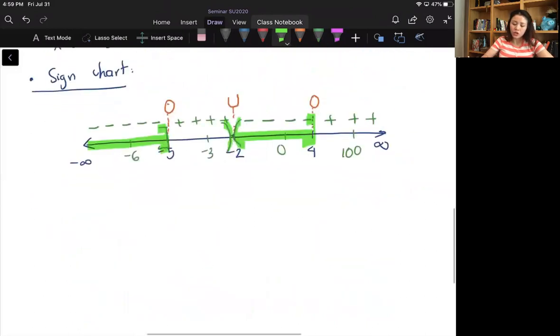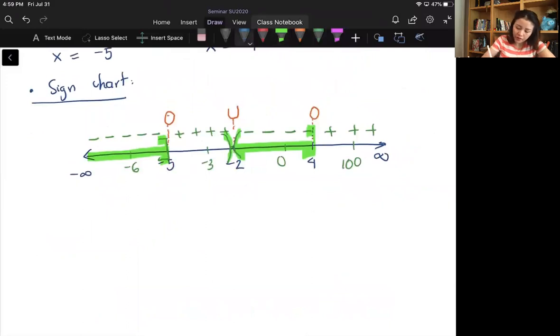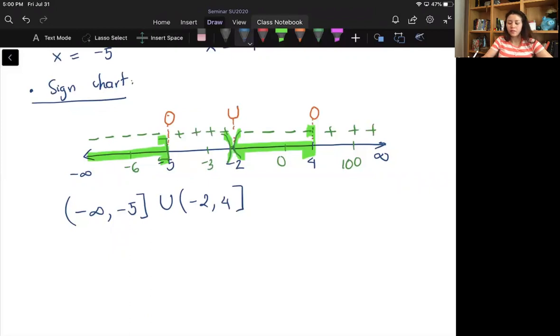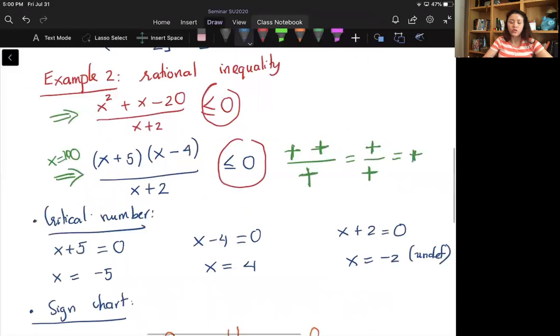Right. So our solution is from negative infinity to negative 5, with negative 5 included, so there's a bracket. Union negative 2 to 4. Okay. Right. So that's how we solve a rational inequality.